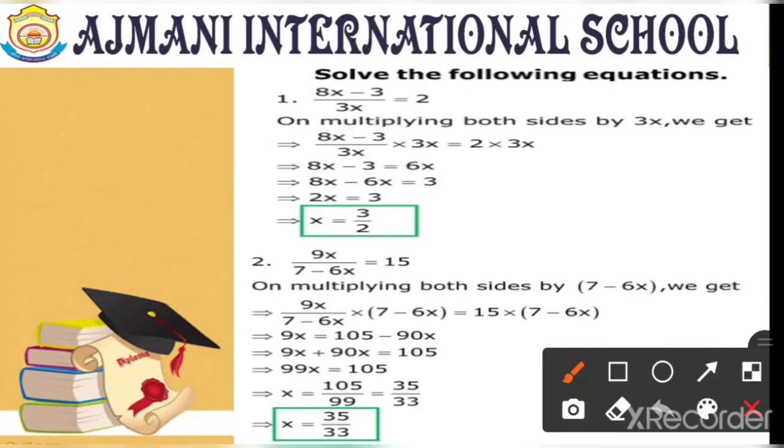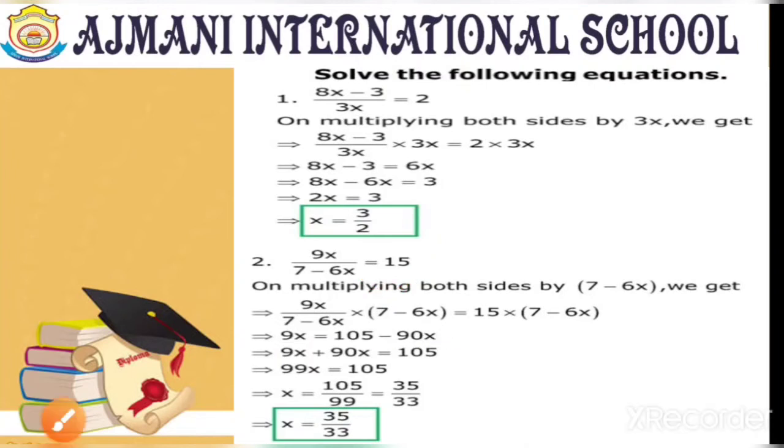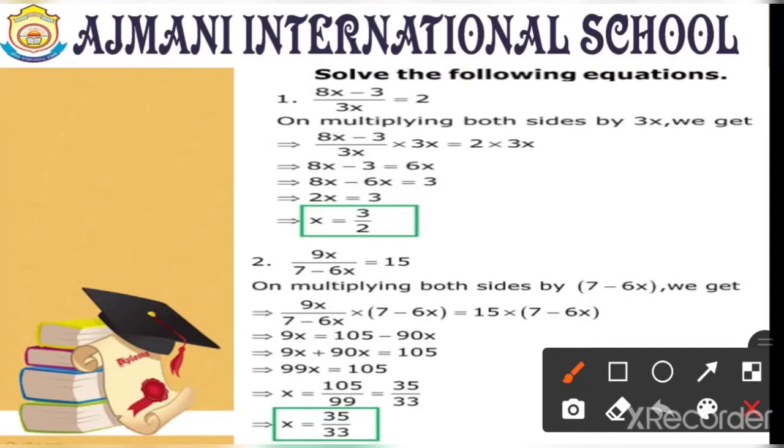The second question is 9x upon (7 minus 6x) is equal to 15. Either you can use the systematic method or simply you could send 7 minus 6x to your right hand side because we need to relieve 9x. And it would be 9x is equal to 105 minus 90x. When you put all the variables and constants together, you would get 9x plus 90x is equal to 105, or 99x is equal to 105, or x is equal to 105 upon 99.